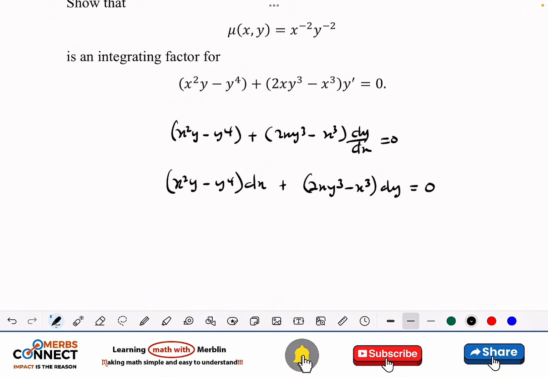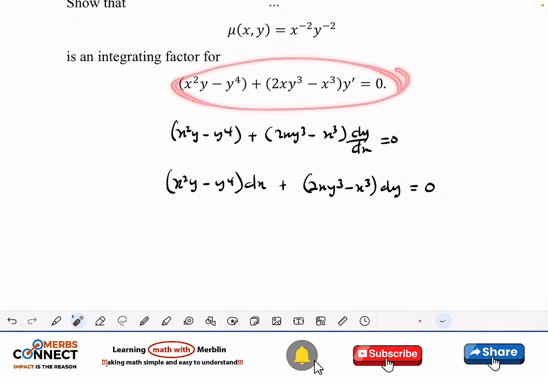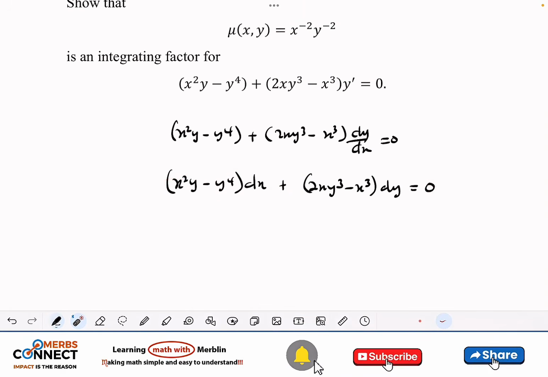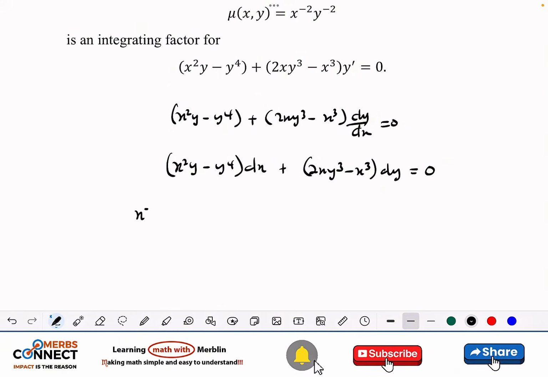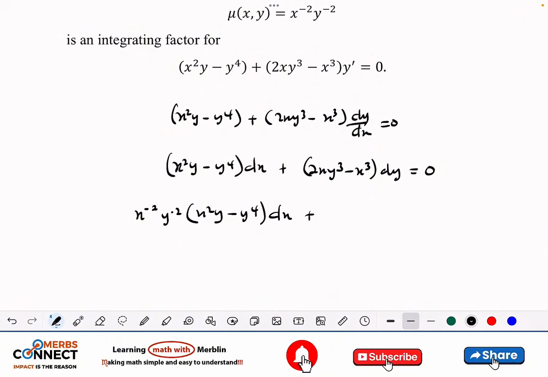So now this is what you are getting. Now we know that this one is not exact because we've done it already. So we just want to see if this is the integrating factor of this differential equation. For us to do that, we need to multiply this equation by the integrating factor. So let's do that. We are going to have x to the power minus 2, y to the power minus 2, x squared y minus y to the power 4 dx plus x to the power minus 2, y to the power minus 2, 2xy cubed minus x cubed dy is equal to 0.